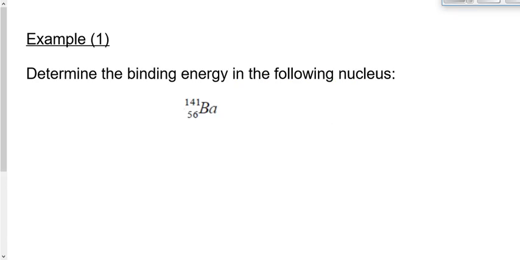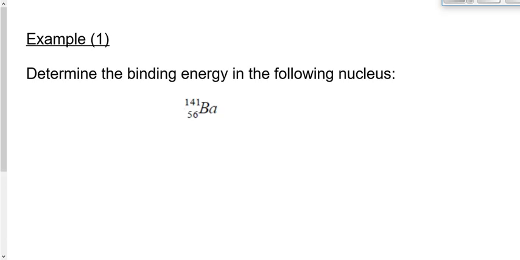Let's take a look at example number 1 from your handout. It says, determine the binding energy in the following nucleus. We're not talking about a reaction here, we're talking about a nucleus. When you're asked for binding energy, it will always come from mass defect. So the two terms are not interchangeable. They mean something different, but the mass defect always leads to binding energy, and binding energy always comes from mass defect. So if you're looking for binding energy, you need to get mass defect first.